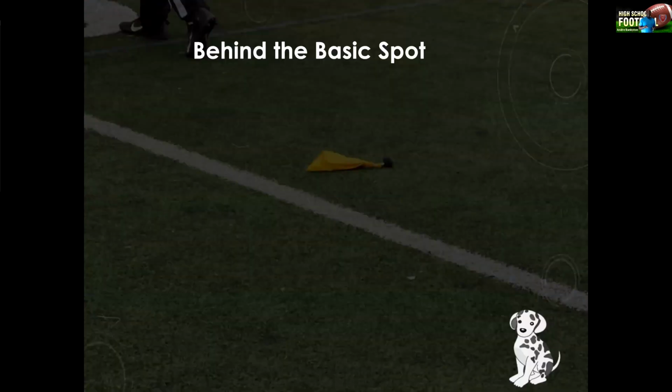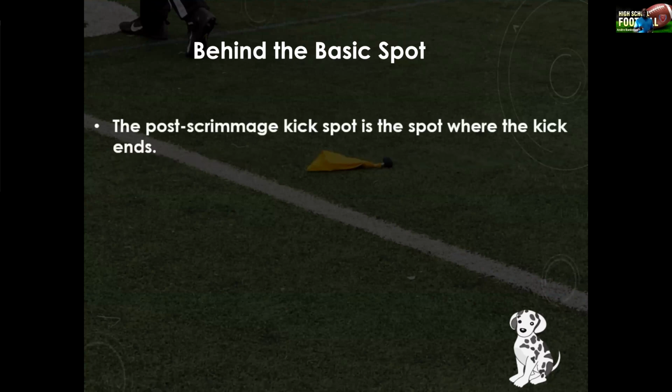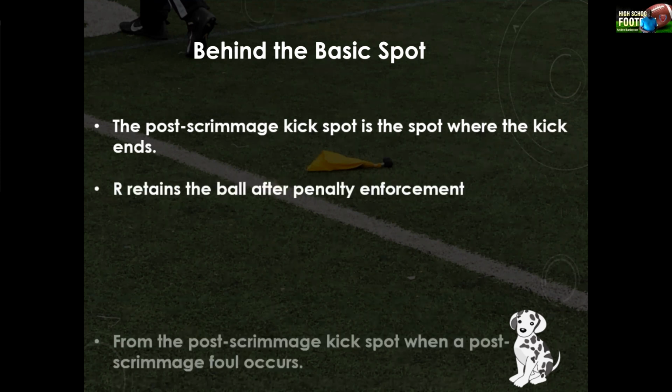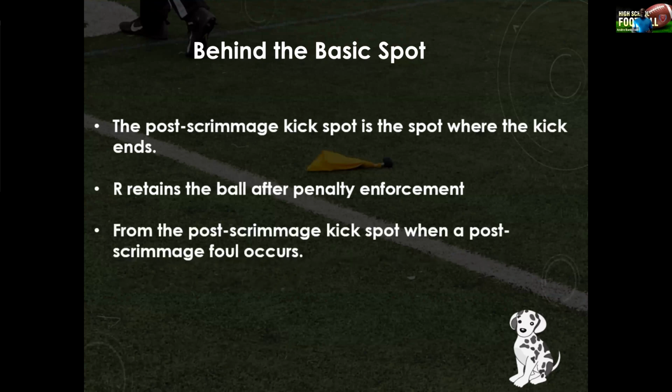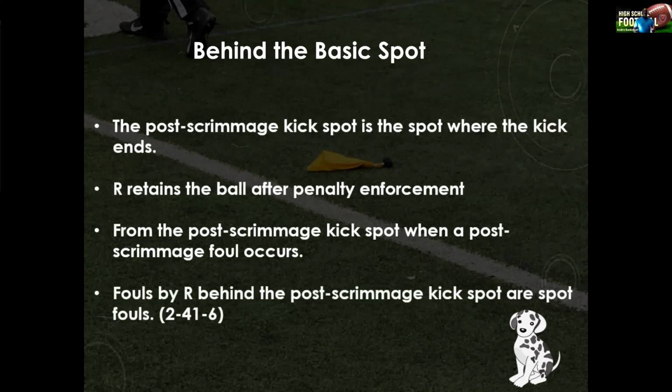So behind the basic spot, here we go. The post-scrimmage kick foul spot is the spot where the kick ends. That's where R recovered the ball on the other side of the line of scrimmage. R retains the ball after penalty enforcement from a post-scrimmage kick spot when a post-scrimmage foul occurs. Fouls by R behind the post-scrimmage kick spot are spot fouls.